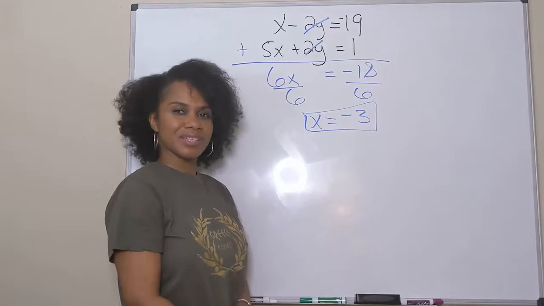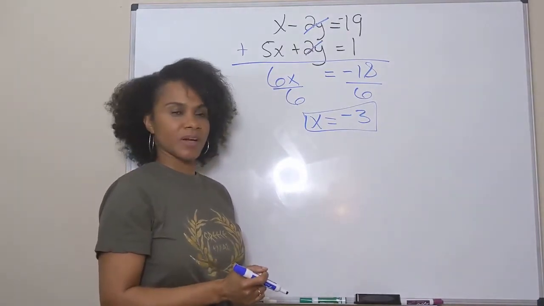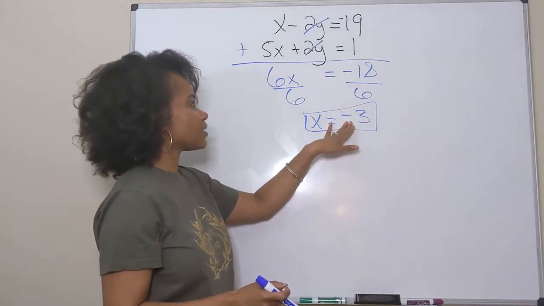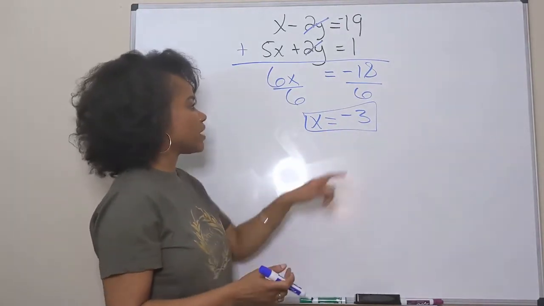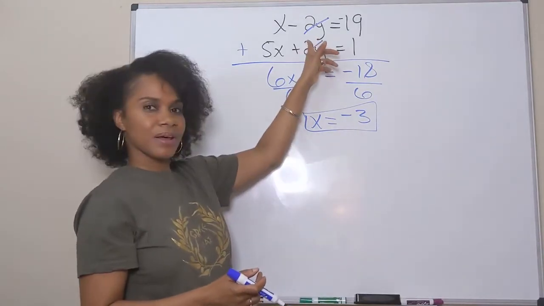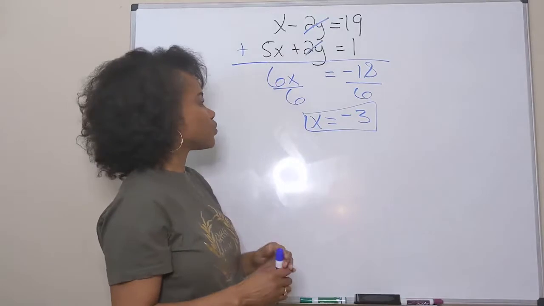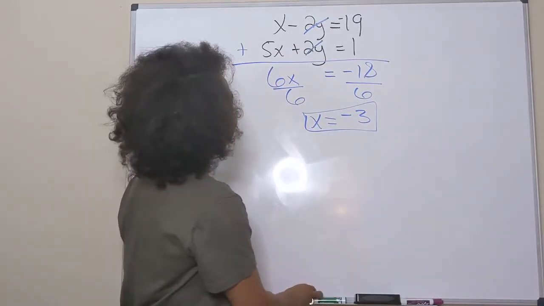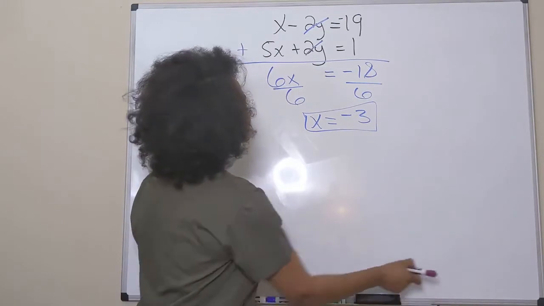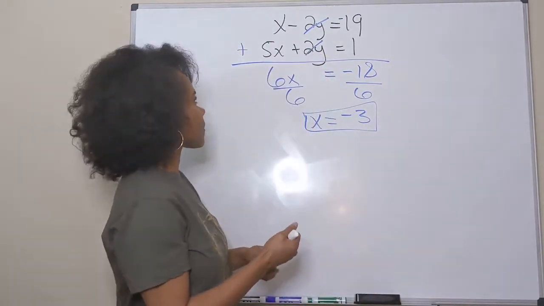But remember, with a system of equations, your answer is always an ordered pair. So we found our x value, but we want to find our y value. We want to take our x value and plug it into one of these equations to solve for y. It doesn't matter which one you choose. I'm going to choose the second one because I have all positives, but again, it doesn't matter.